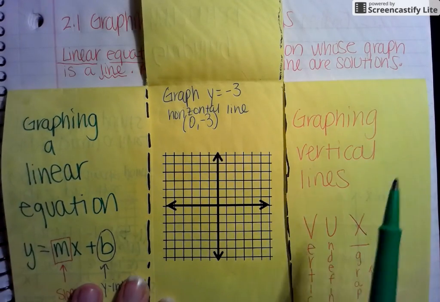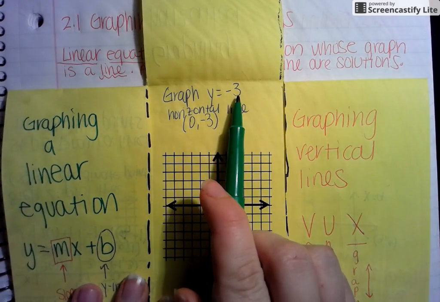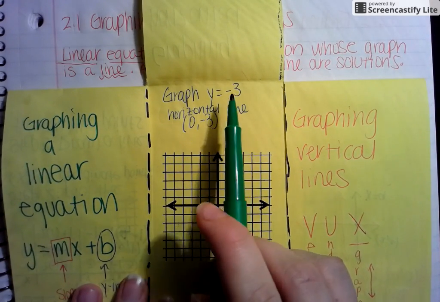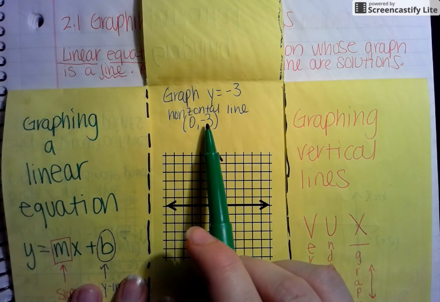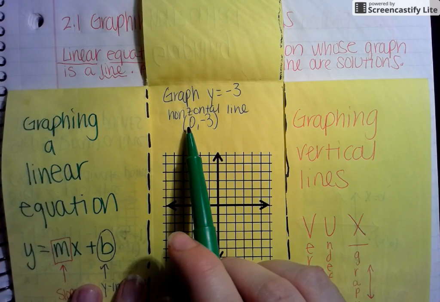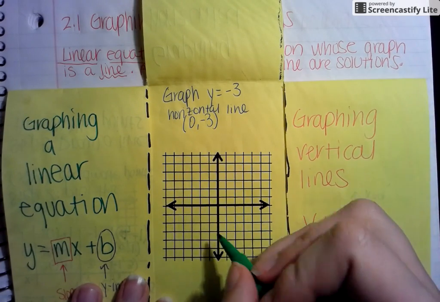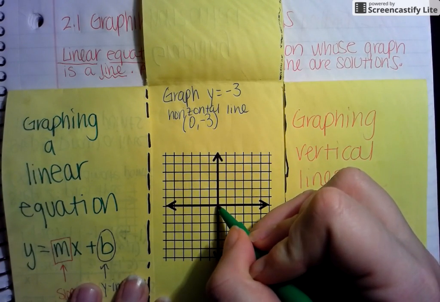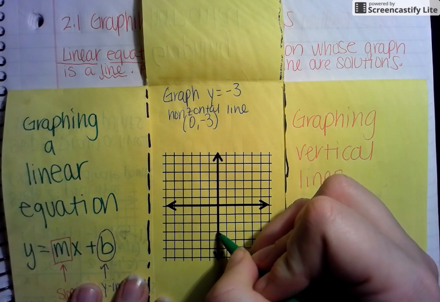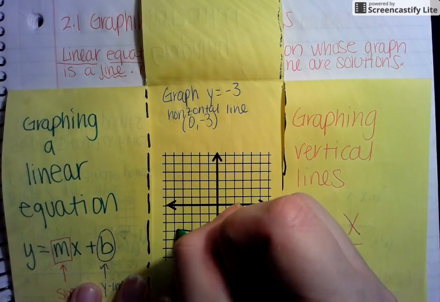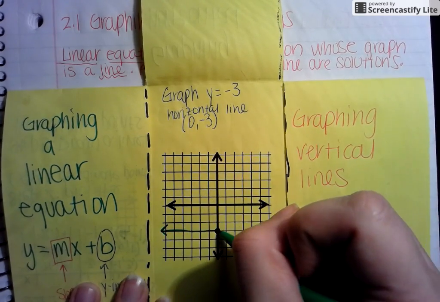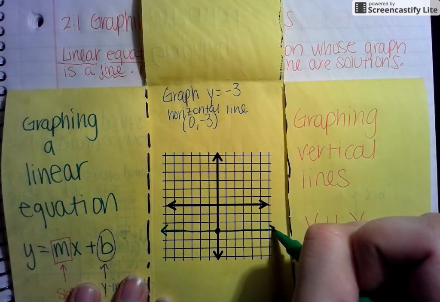So we are going to graph y equals -3. It's going to be a horizontal line that goes through -3 on the y-axis. So the point is going to be 0, comma, -3. I'm going to go down 1, 2, 3 and plot at 0, -3. And my graph is going to be a horizontal line that goes across all of these points.